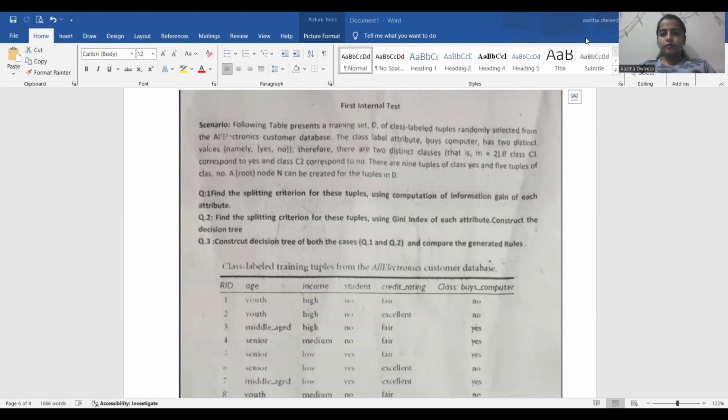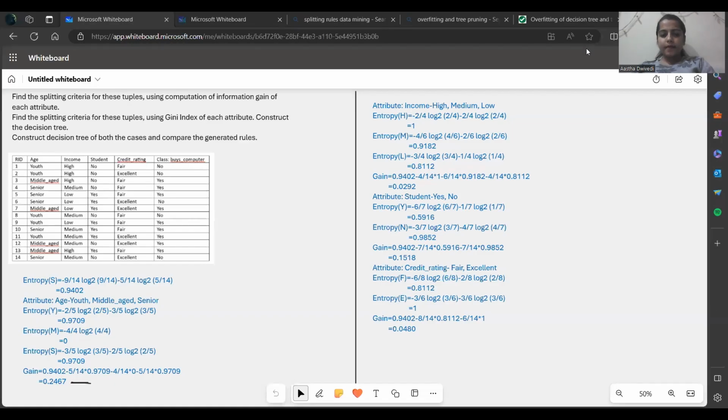So, here is the solution for the first question. Here is our table for the question. First we will find the entropy of the complete table, that is minus 9 by 14 log base 2 of 9 by 14 minus 5 by 14 log base 2 of 5 by 14. Then we will find the entropy of each column.